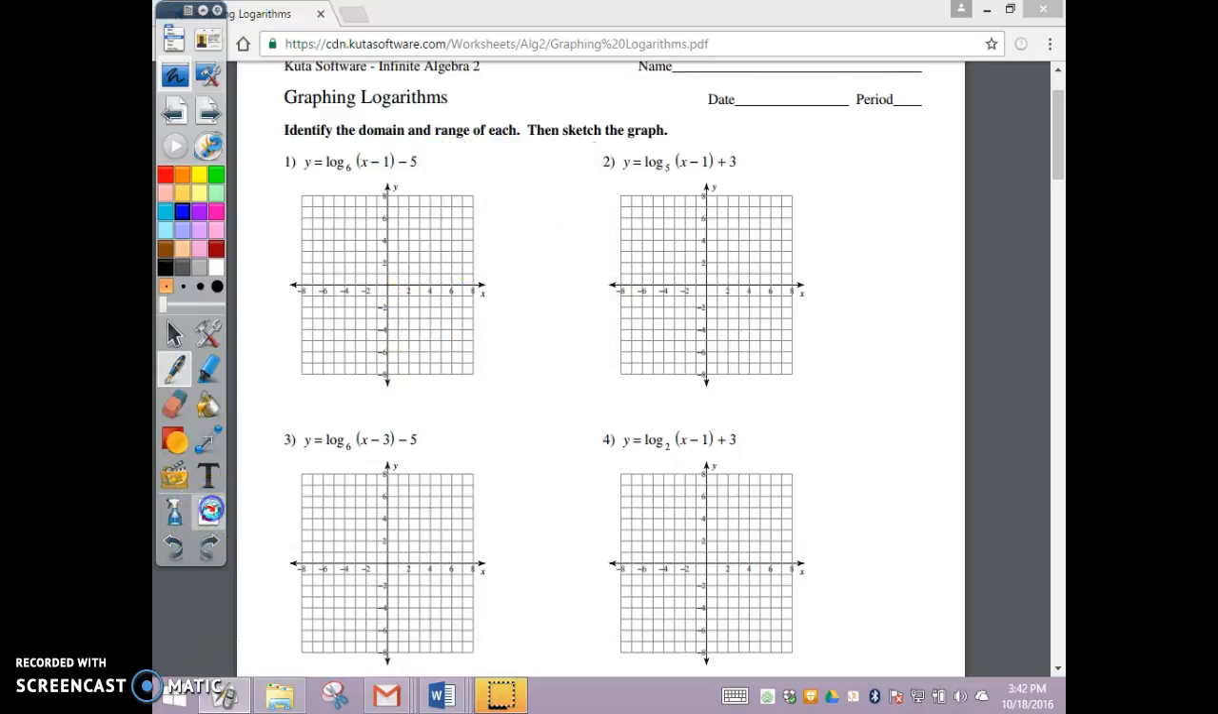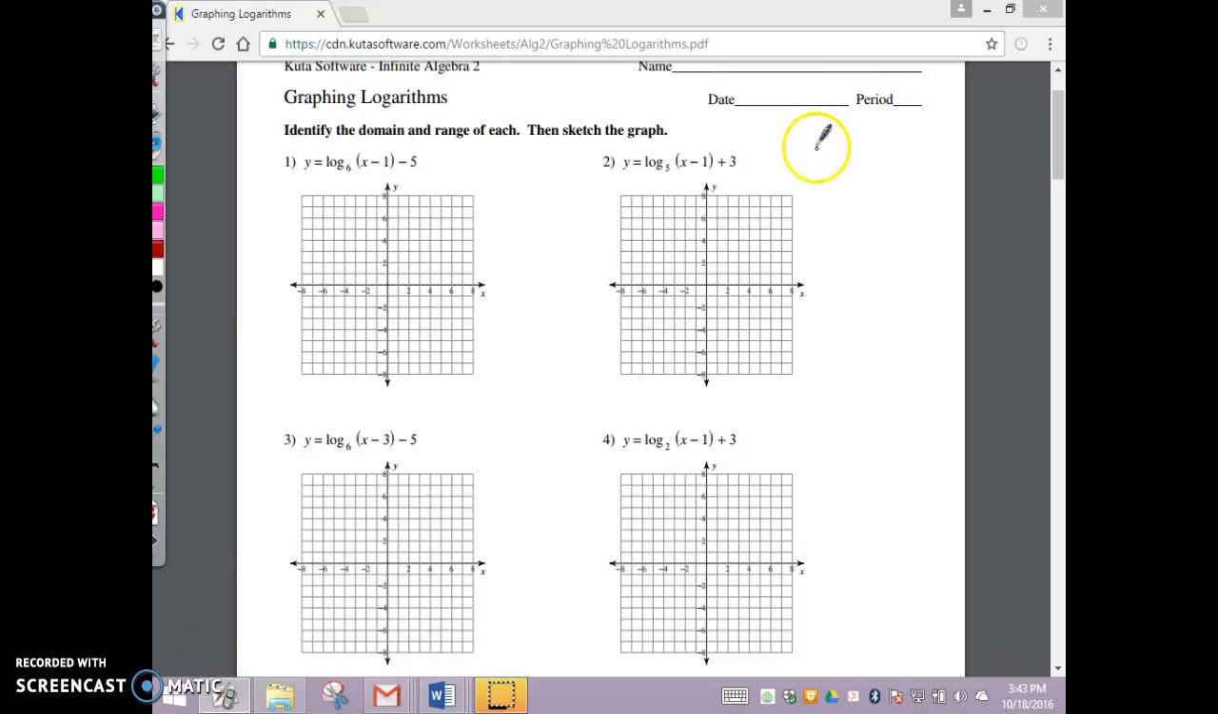Okay, I'll do one more. I'll do this one, number 2 over here. So, again, I am starting with my parent function. So my parent function without any transformations is y equals log base 5 of x. So I'm going to rewrite that as an exponential. The answer to a log is the exponent. So that's 5 to the y equals x.